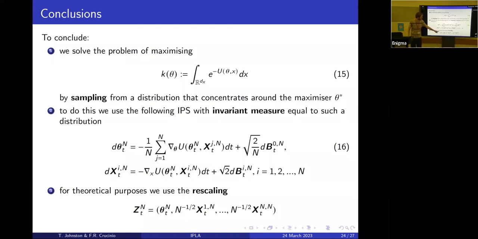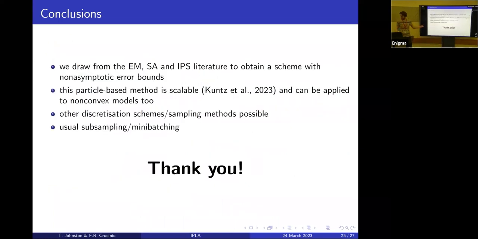And for theoretical purposes, it turns out to be very useful to use this rescaling here, given that we only really care about this theta, and the x's are just for calculating this theta. So this rescaling turns out to be very natural. And there's one more slide. I don't know if you want to make some concluding remarks, Francesca.